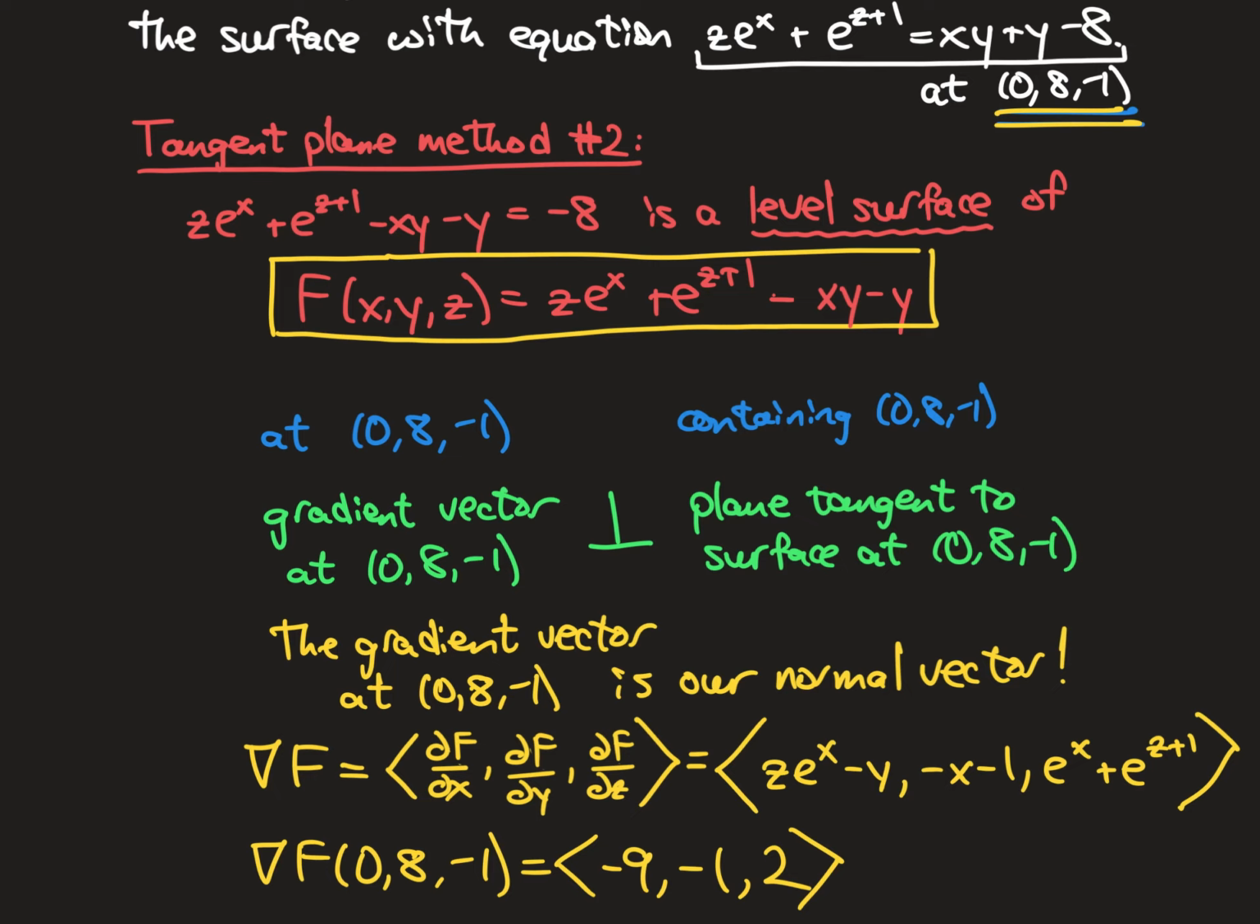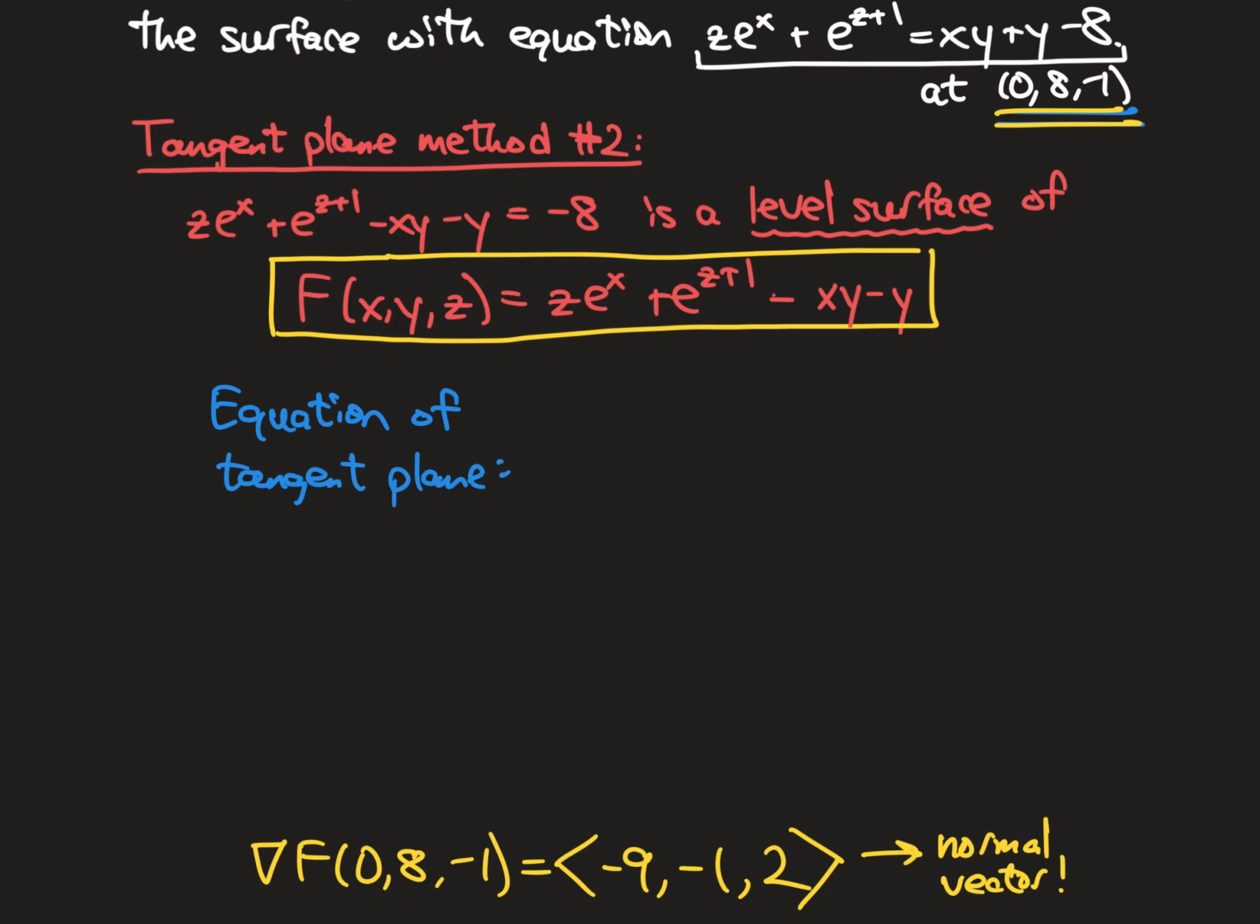So this is our normal vector. This is the vector that is normal to the tangent plane. And so what this gives us is that we know that the coefficients in the equation of the tangent plane match the components of the gradient vector. To see why this is, you're going to need to go back to the original lesson. We're just going to take it for granted right now.